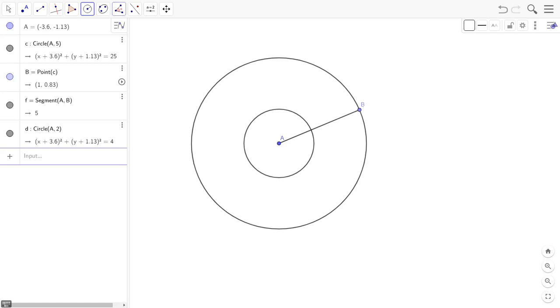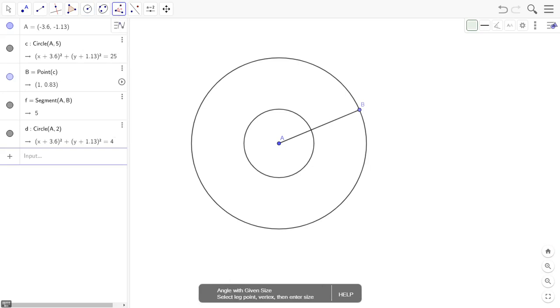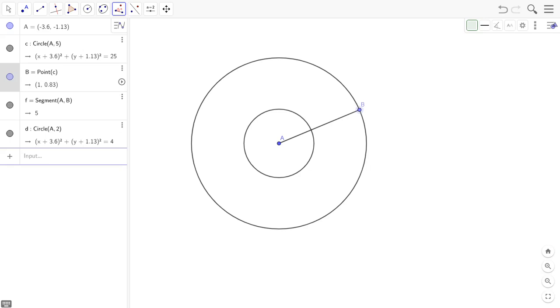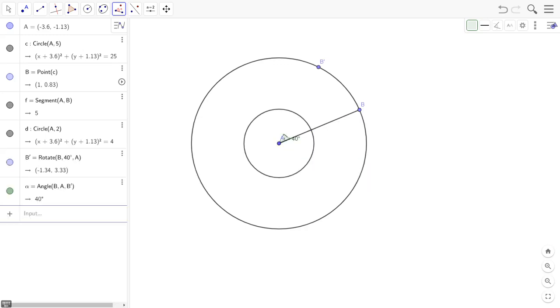So we're going to go into our angle menu, and we're going to find an angle with a given size. All right, find an angle with a given size. First I'm going to select my leg point, then I'm going to select my vertex. So my leg point is B, my vertex is A, because I'm trying to find angle A. So angle A is 40 degrees. You can go clockwise or counterclockwise, doesn't really matter. Essentially just whether you want your triangle to be pointing up or pointing down. I'm going to go counterclockwise just because that's how I feel like doing things.